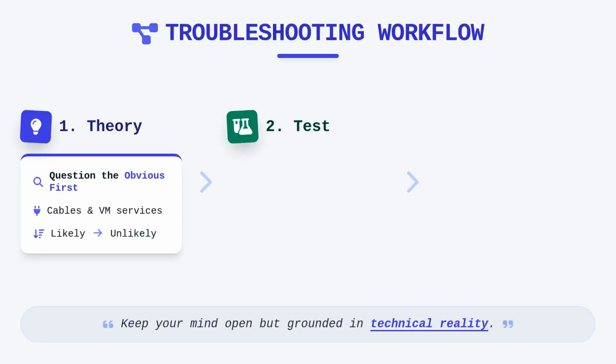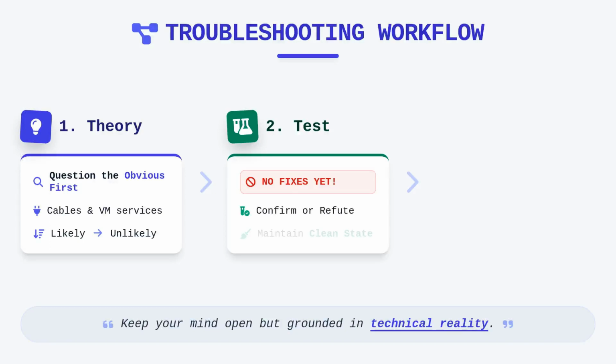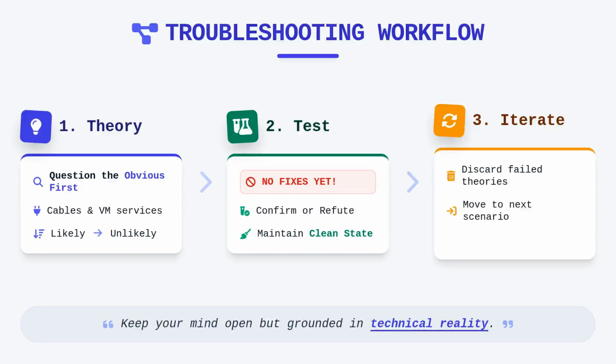The third step requires you to test that theory, which is where you must be exceptionally careful. Never implement a fix during this phase. Your goal is only to confirm or refute your hypothesis. If your test fails to identify the cause, discard that theory and move to the next one on your list, maintaining a clean state in the environment whenever possible.